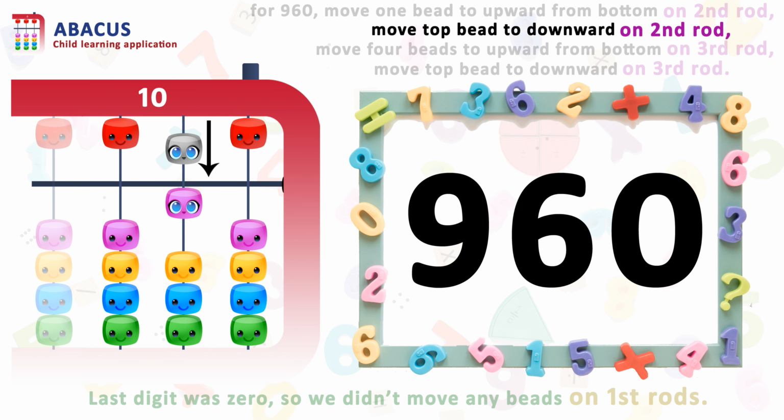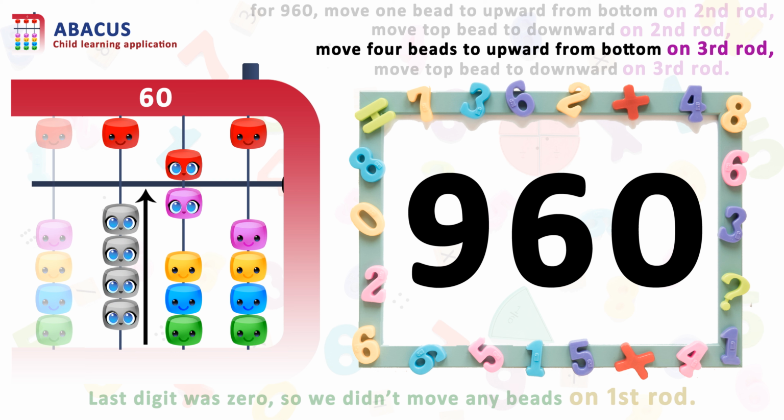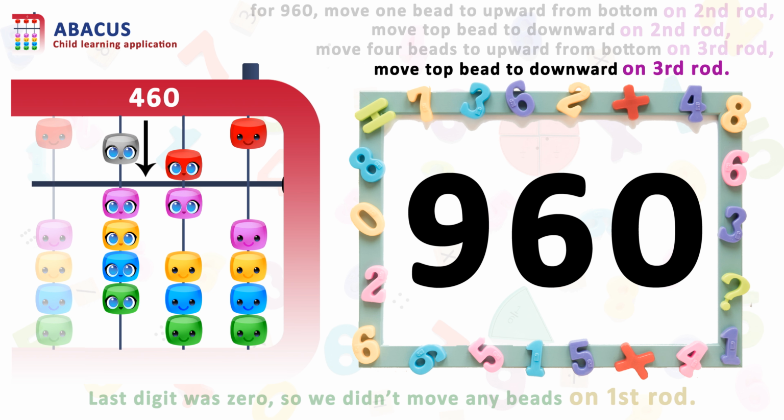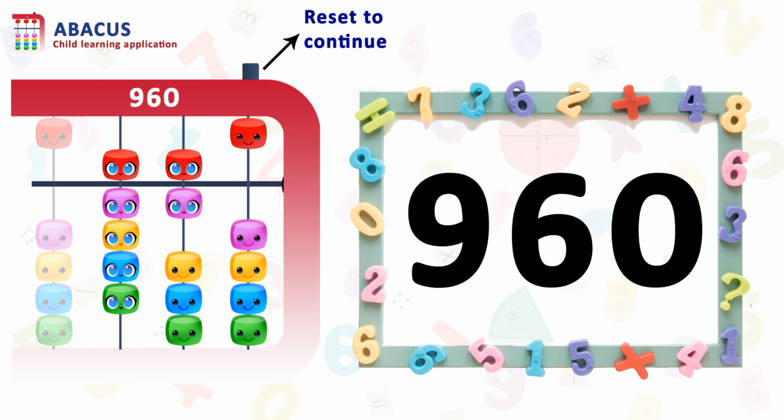Move the top bit downward on the second rod. Now move 4 bits upward from the bottom on the third rod. And now move the top bit downward on the third rod. We are done. Reset to continue.